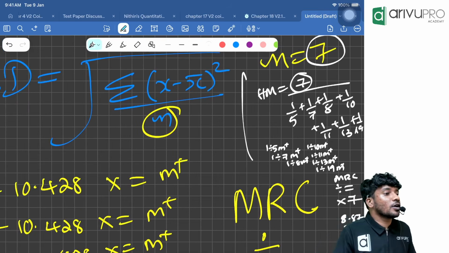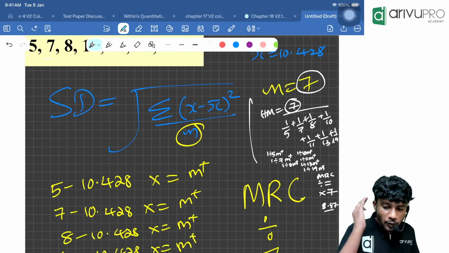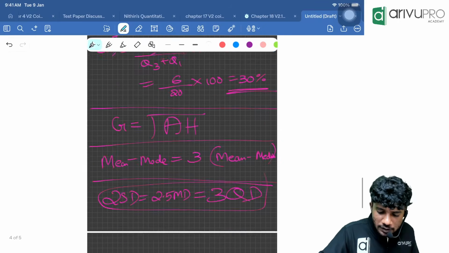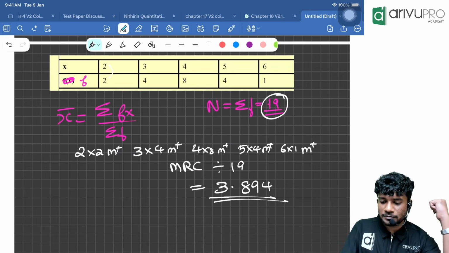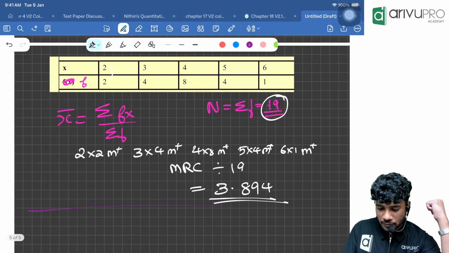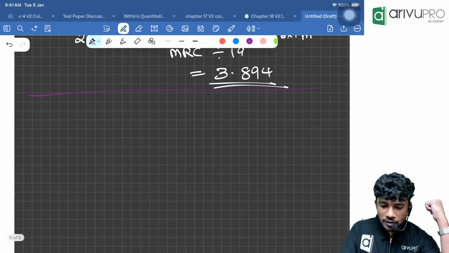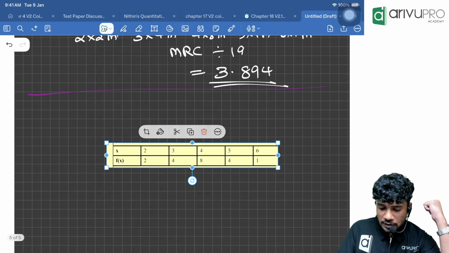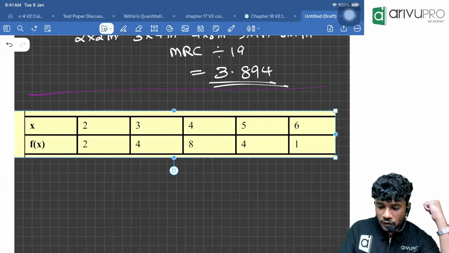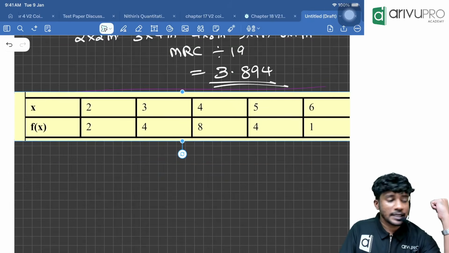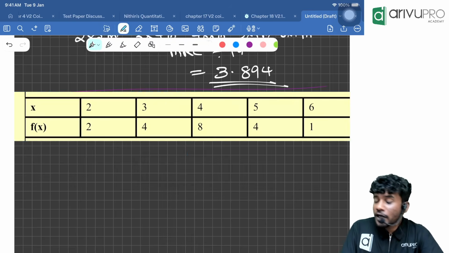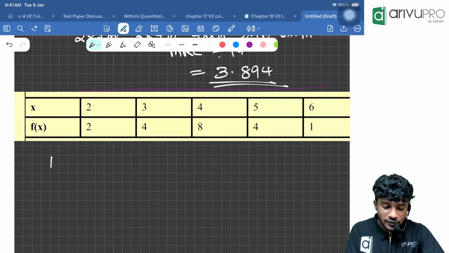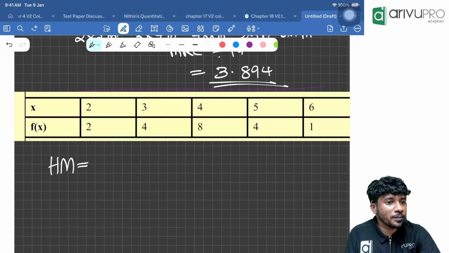That was harmonic mean. Now, in this question, I want you guys to find HM for the grouped data. If you want, I can put one more picture so that you can look at it clearly and solve it. How am I going to do HM? What was HM for grouped data? If you remember the formula, what was it, people?